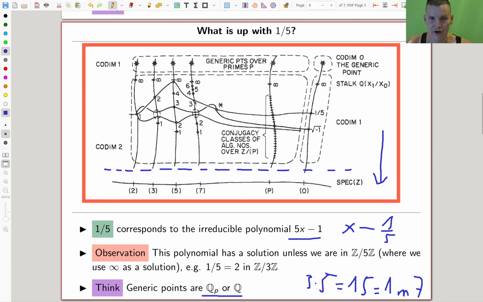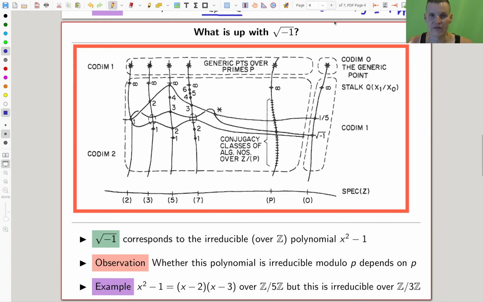So it hits this line at 3, and here it hits the line at infinity because it's 5. 5 is a bit tricky. So what is 1 over 5 if 5 is 0? Yeah, exactly, it's infinity. It's 2 here and it's 1 here. And this is essentially the irreducible polynomial corresponding to x minus 5. Yeah, and this kind of makes sense, it's very nicely behaved, unless you're in characteristic 5, obviously.